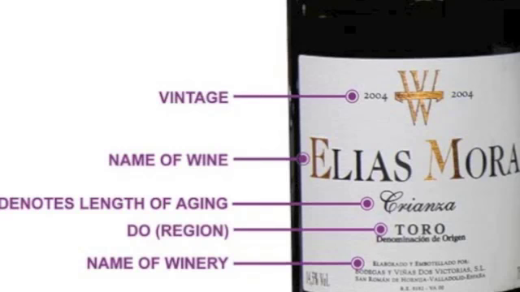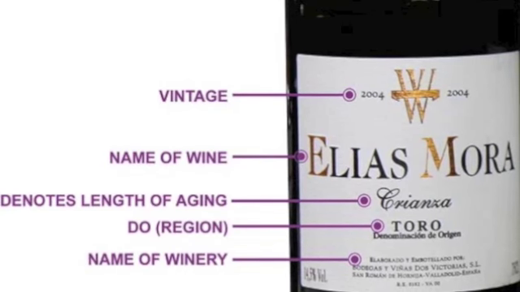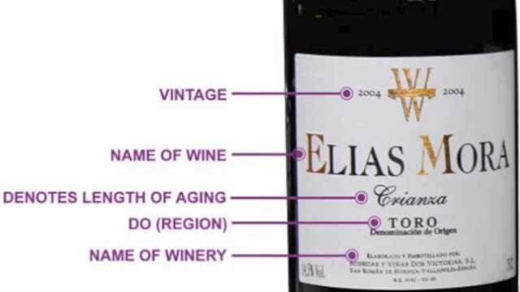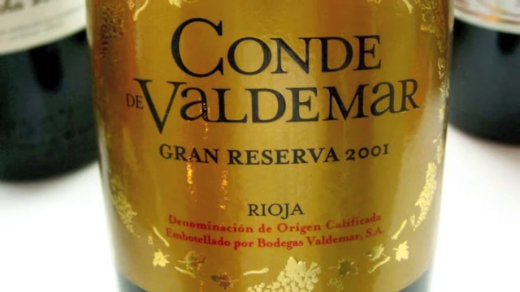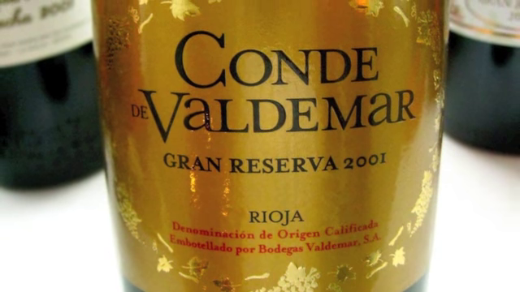So Crianza label means it's been aged at least 2 years in oak barrels. A Reserva, at least 3 years. A Gran Reserva, 5 to 7 years of aging. So I might ask you, hey, which one of these has spent most time in a barrel? Wow, what an impossible question, unless you actually just listen to what I said. In which case it's simple.